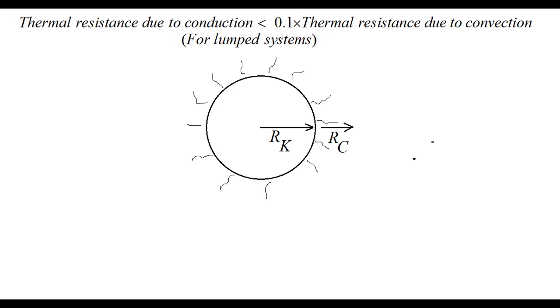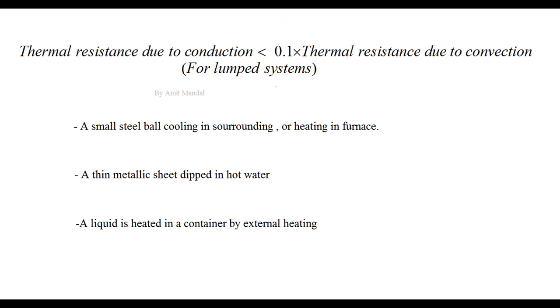So we conclude that in case the conductive resistance of the system is 10 times lesser than the convective resistance of the system, then the system can be taken in the lumped system category. Now let's talk about which kinds of systems, practically, can be taken under the category of lumped system. In case a hot steel ball is kept in the surrounding for cooling, then it is under the category of lumped system.